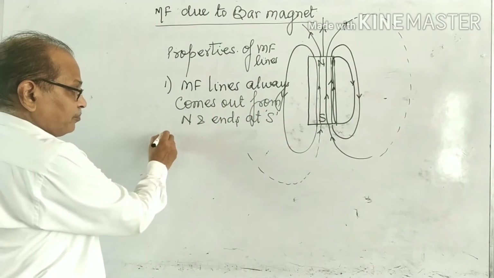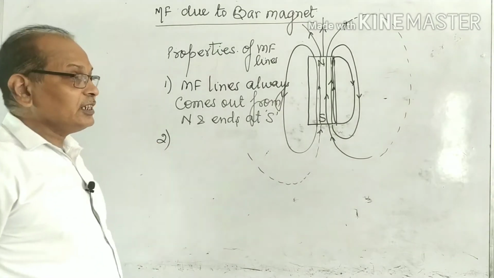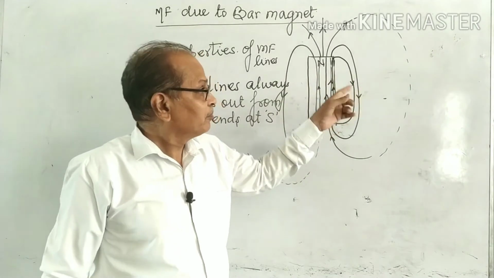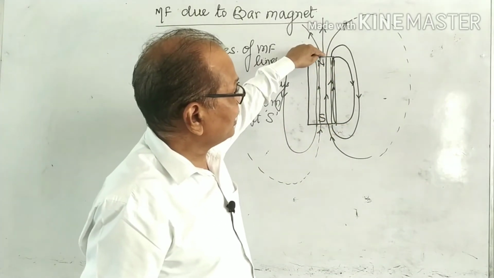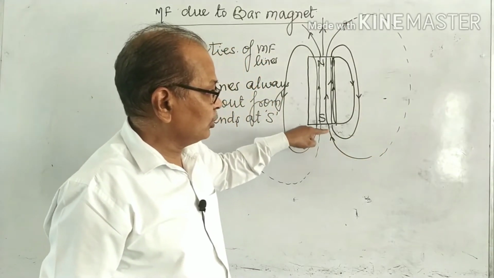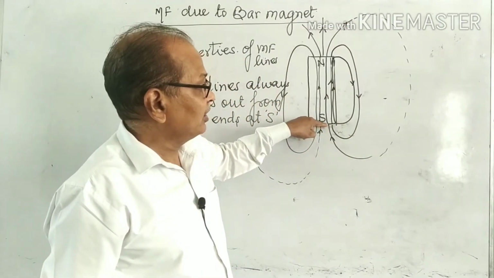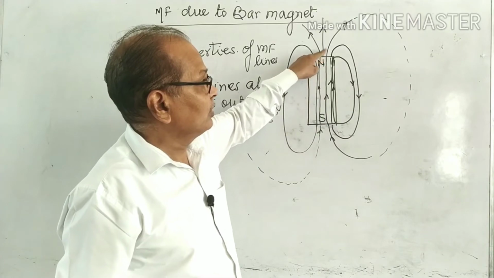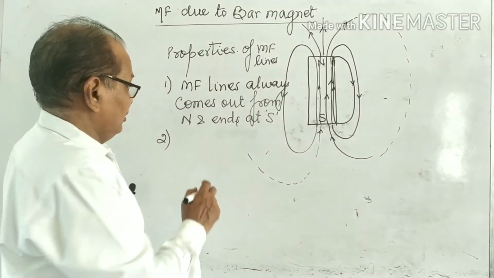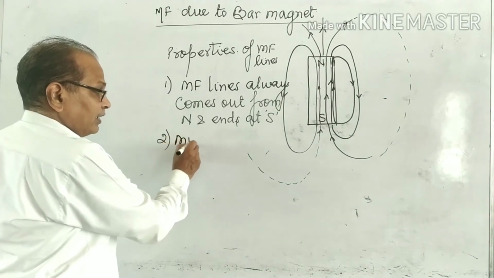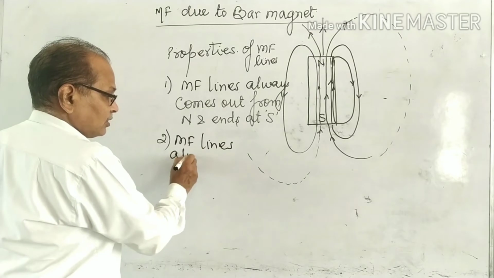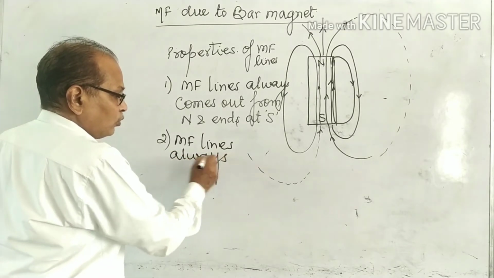Second property, these magnetic field lines are closed curves. See, if you select this magnetic field line, it originates from the north, ends at the south, and again within the magnet it moves from south to north. That is, this forms a complete closed curve. Magnetic field lines are always closed curves.